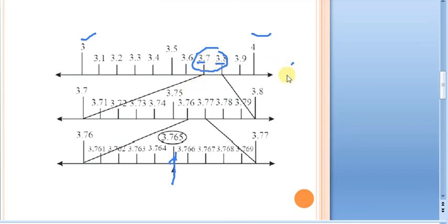So here, step by step, you have to magnify the things. That is why it is known as the successive magnification method. So that is for the first question. Now we shall proceed to the second question.